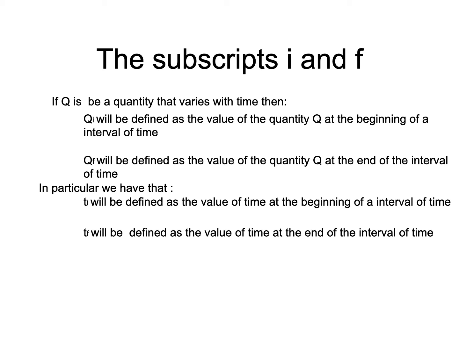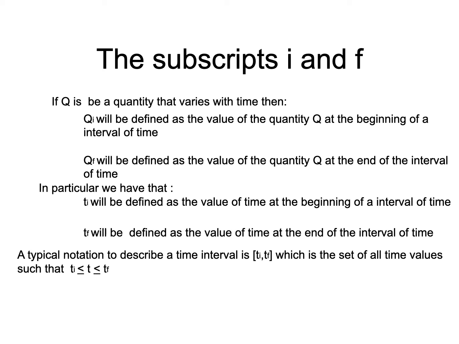In mathematics, a typical way to describe an interval is square bracket ti, comma tf, square bracket, which refers to the set of time values between ti and tf and including ti and tf. For example, square bracket minus 3 seconds, comma 6 seconds, square bracket, refers to all the values of time between minus 3 seconds and 6 seconds, including the endpoints.